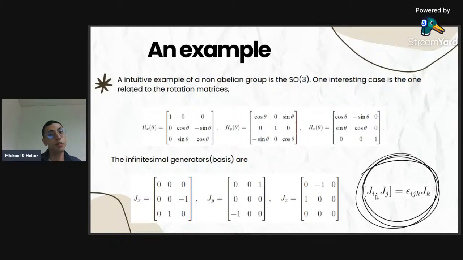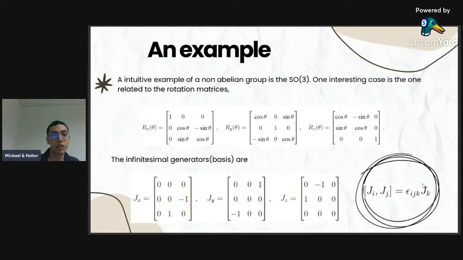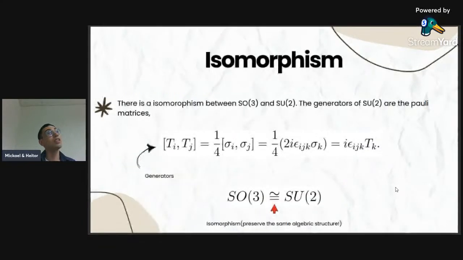Why did I decide to talk about SO3? Because we have something called isomorphism when we're talking about group theory. Basically, I say, okay, I have this commutator relation here. So do I have another group that has a commutator relation similar to this one? And actually we do. It's the group called SU2, the special unitary group, and the order of the matrices in this group is 2 by 2.